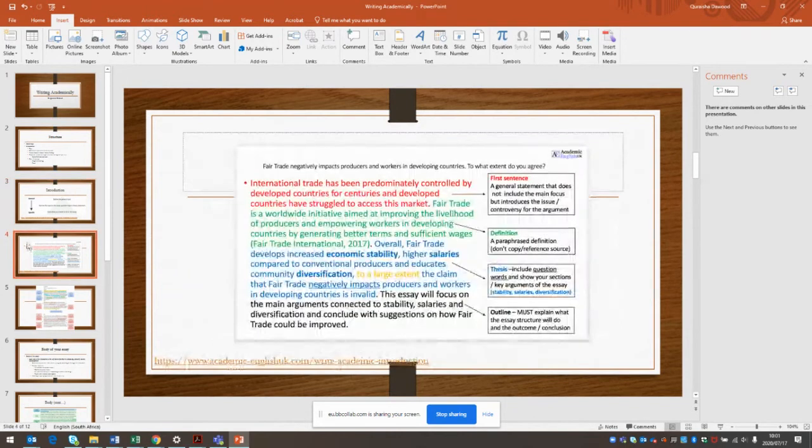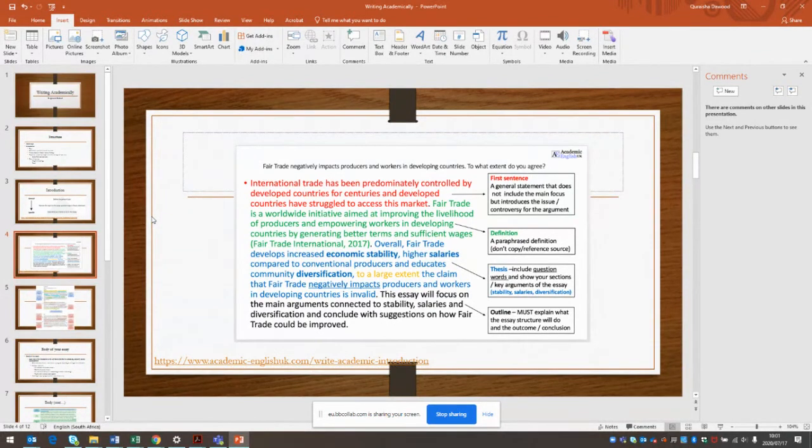Let's look at a very good introduction. I've added the link at the bottom to where you can find it in case you want to look at this in detail. So the topic is fair trade negative impacts producers and workers in developing countries. To what extent do you agree?